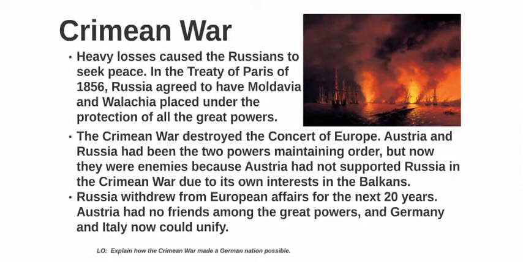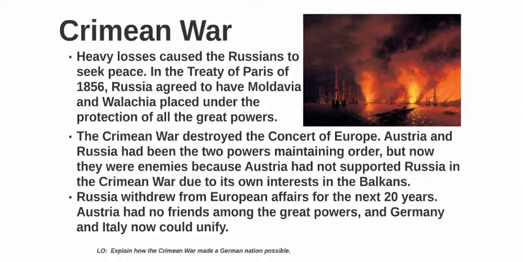Heavy losses caused the Russians to seek peace. In the Treaty of Paris of 1856, Russia agreed to have Moldavia and Wallachia placed under the protection of all of the great powers. The Crimean War destroyed the Concert of Europe. Austria and Russia had been the two powers maintaining the order, but now they were enemies because Austria had not supported Russia in the Crimean War due to its own interest in the Balkans. So Russia withdrew from European affairs for the next 20 years.